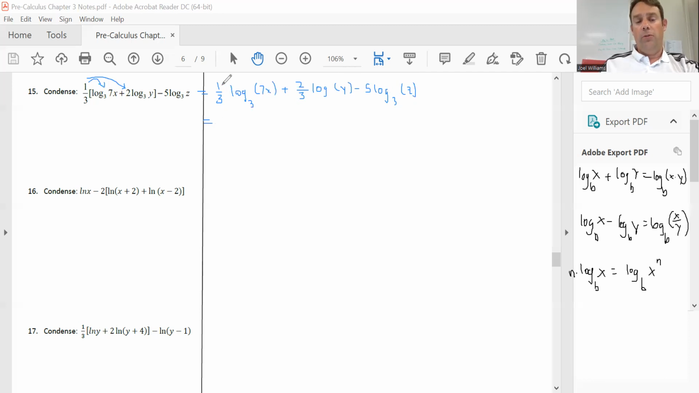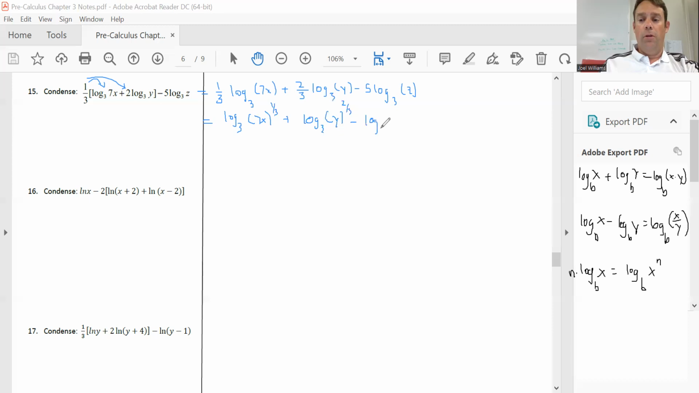So when we are going through and condensing, we're going to go the exact opposite order. So I'm going to take all these numbers in front and they will become the exponents. So log base 3, 7x, and even though we have a 1/3, that's technically a cube root. We can leave them as fractions. We don't have to turn them into radicals. We can leave that as an exponent. Plus log base 3 of y to the 2/3, minus log base 3, I should have written a 3 there, sorry about that.